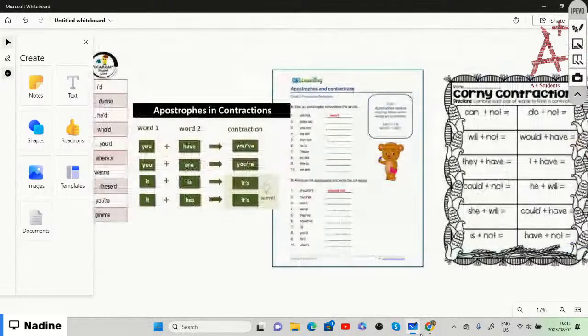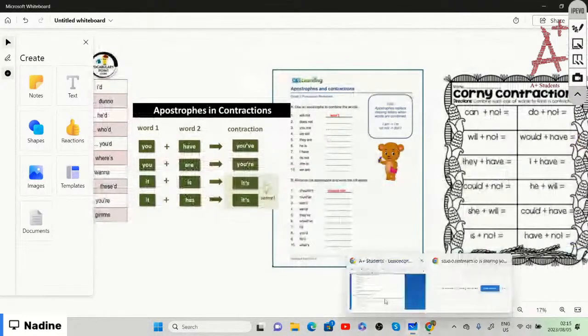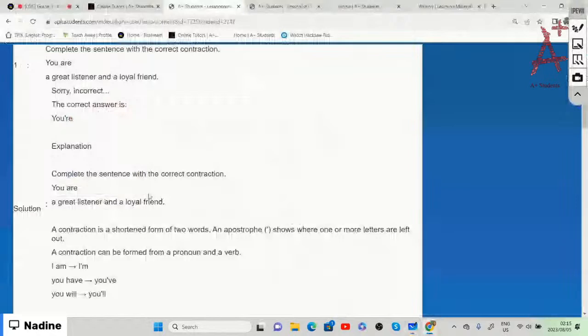All right, let's quickly go back to our tutorial. A contraction is a short form of two words, right? Then we have an apostrophe that shows where one or more letters are left out. And a contraction can be formed from a pronoun and a verb. For example, I am, which is I'm, you have, which is you've, you will, which is you'll. And that is but a few of the contractions.